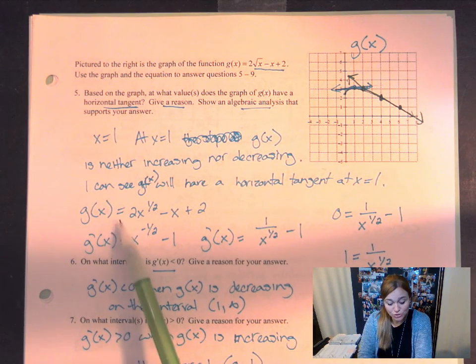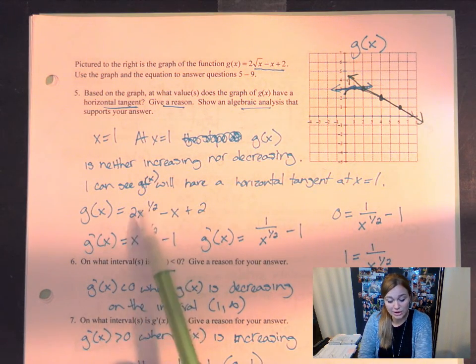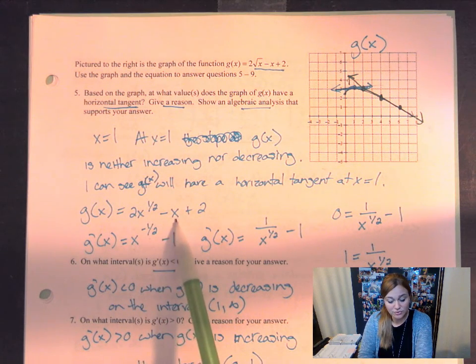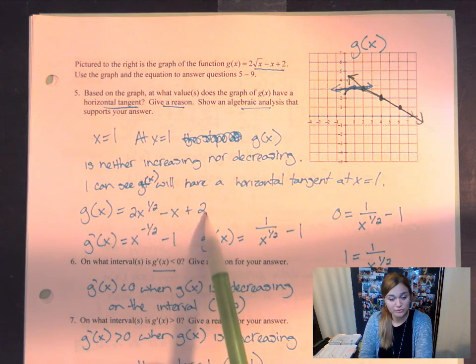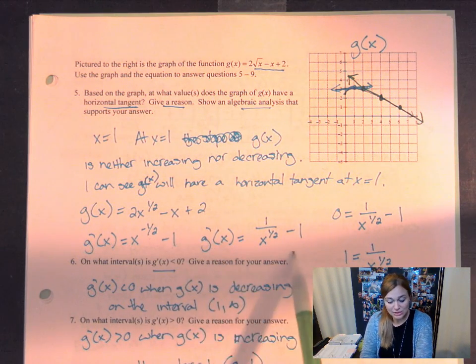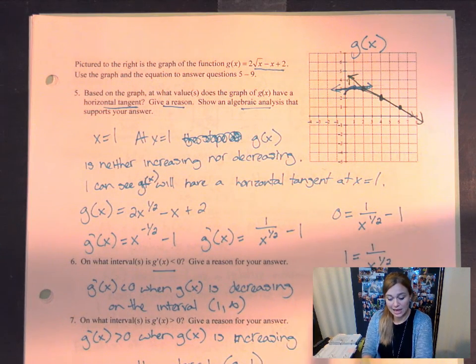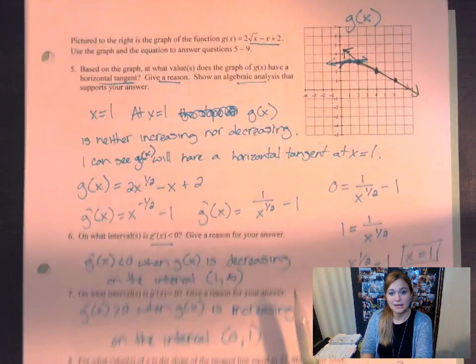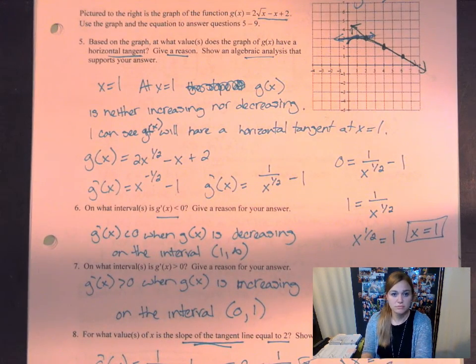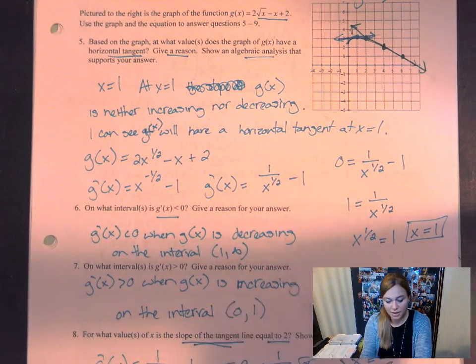So I find the derivative using the power rule. I took 1/2 times 2, I get 1, subtract 1 from my exponent. The derivative of negative x is -1, because this is the slope, plus 2, the derivative of 2 is 0. I set this equal to 0, add, multiply, I get x to the 1/2 is equal to 1, and this is where I get x is equal to 1. So I just showed it algebraically.